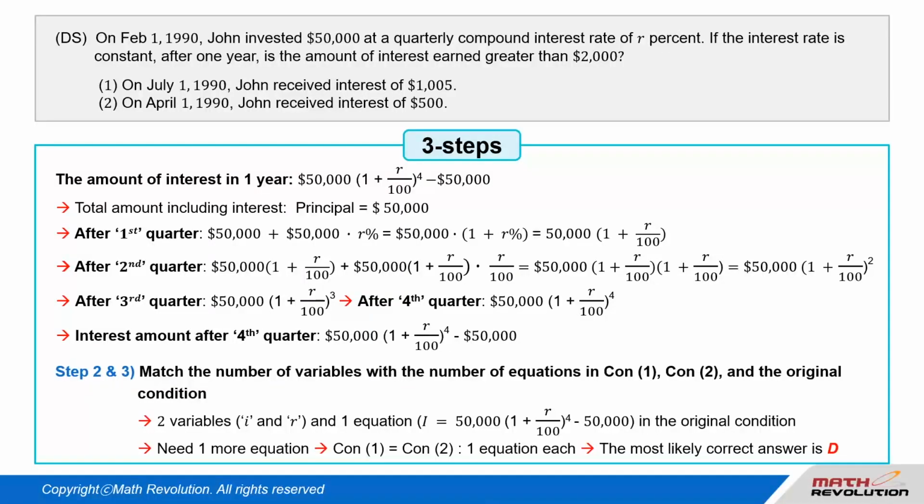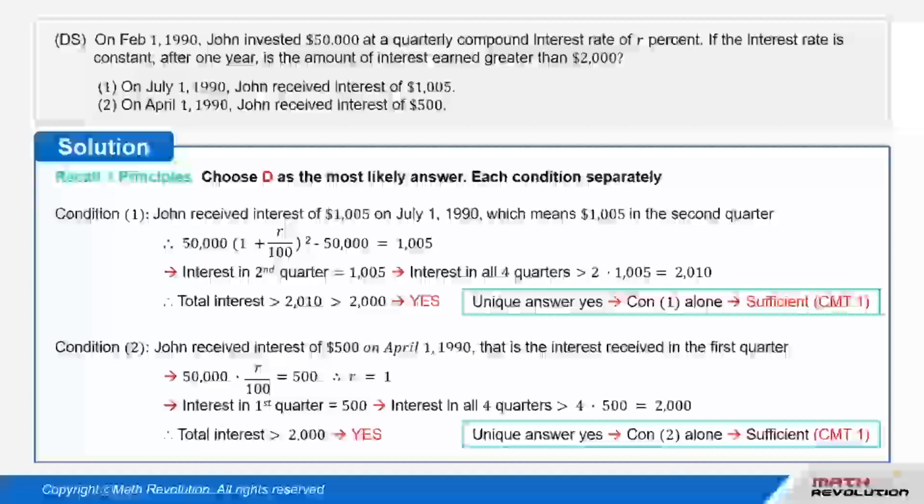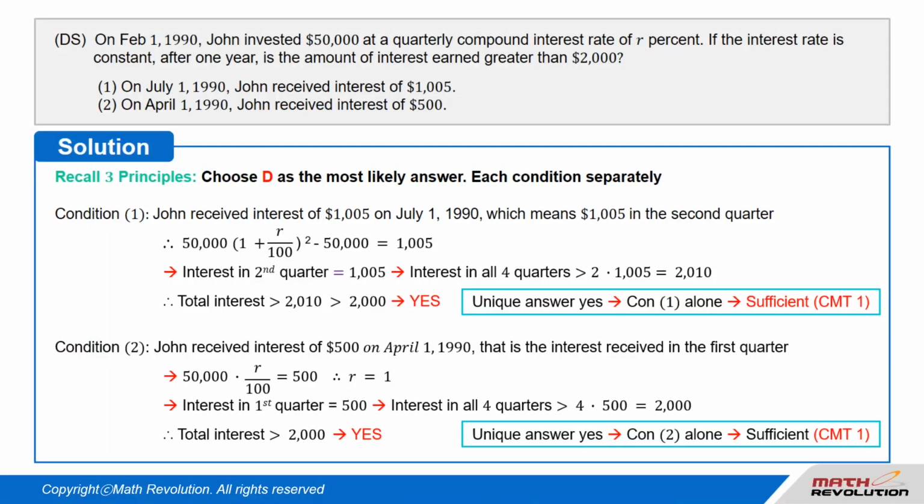Follow the second and third steps. From the original condition, we have 2 variables, I and R, and 1 equation: I equals 50,000 times 1 plus R over 100 to the fourth power minus 50,000. To match the number of variables with the number of equations, we need one more equation. Since conditions 1 and 2 will provide 1 equation each, D would most likely be the answer. The answer is D because there is one variable, but sometimes you can't find a variable. Tip 5 is the savior that appears right in front of you. Recall the 3 principles and choose D as the most likely answer.